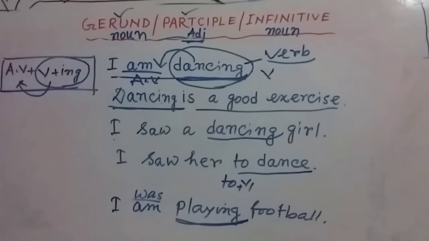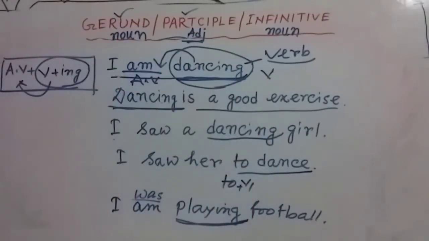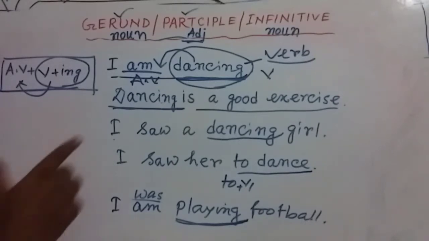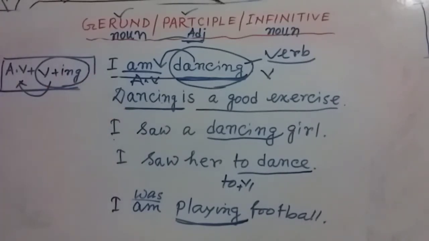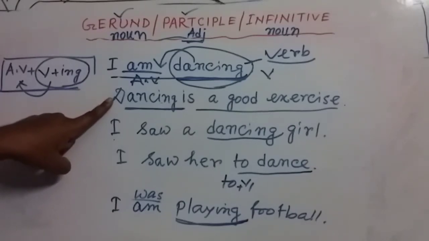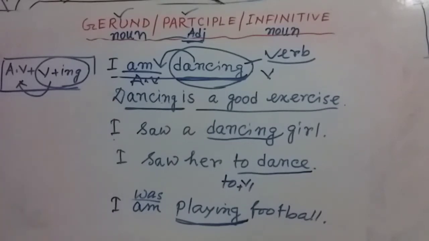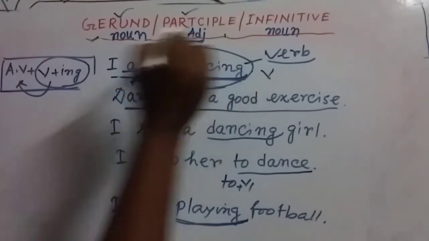Now my dear friends, let's look at the second sentence. Here we have written: dancing is a good exercise. Before this term dancing, there is no auxiliary verb. That means it is not a continuous verb. So what can it be? It may be a gerund, it may be a participle.